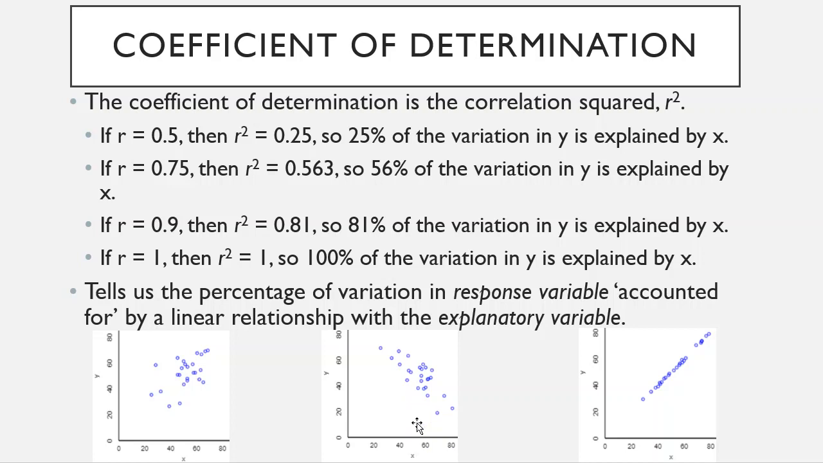If I knew what your height was, I wouldn't know exactly what your weight was, but if I knew what your height was, I might know something about what your weight was. And plotting heights and weights in a correlation graph might tell you roughly how much information about a person's weight is encoded by their height. And that's what the coefficient of determination says. Take your correlation, square it, and that will tell you what percentage of the variation in the response variable is accounted for by a linear relationship with the explanatory variable.